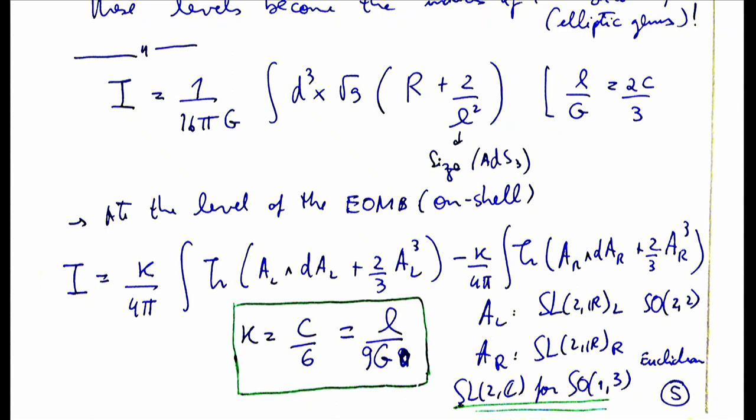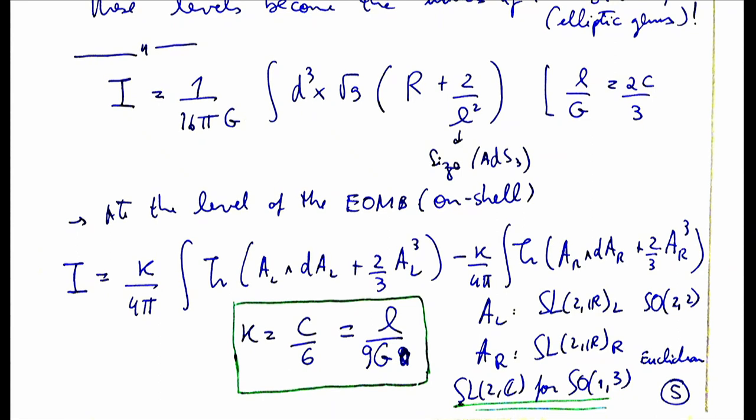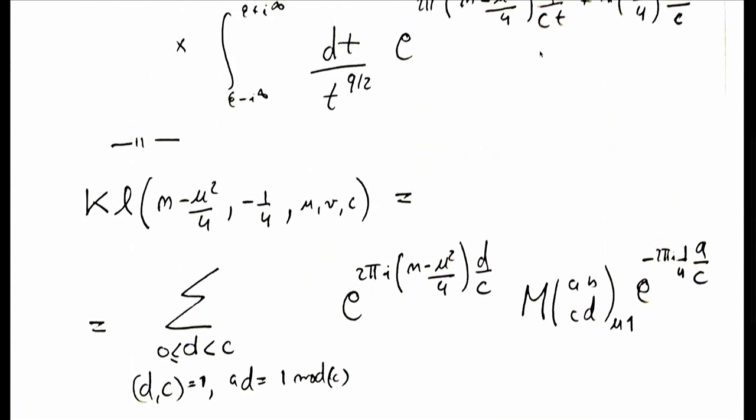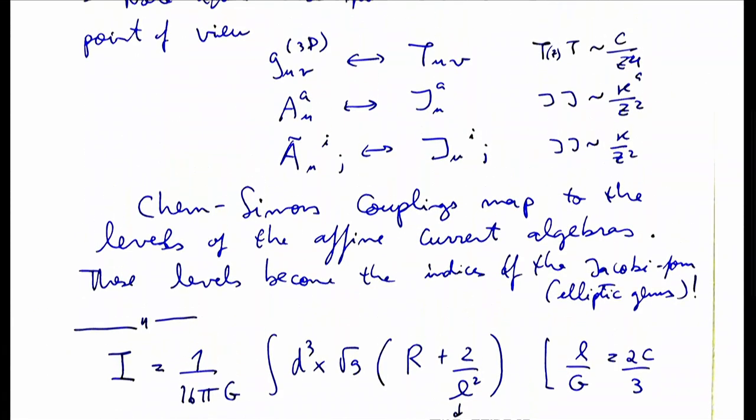In the Euclidean case, they are actually complex conjugates of each other. So A_L is an SL(2,C) connection, because now you get SL(2,C). Okay. So everything I'll do is Euclidean. So there are SL(2,C) connections. And that was the fast introduction that I wanted to do.